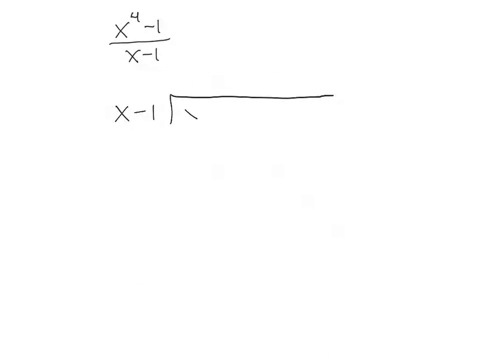You have x to the 4th. We don't have an x cubed term, so that means we need a placeholder, a 0 placeholder, because 0 times anything is 0. So notice, I have not changed the problem at all. It just looks different, right?